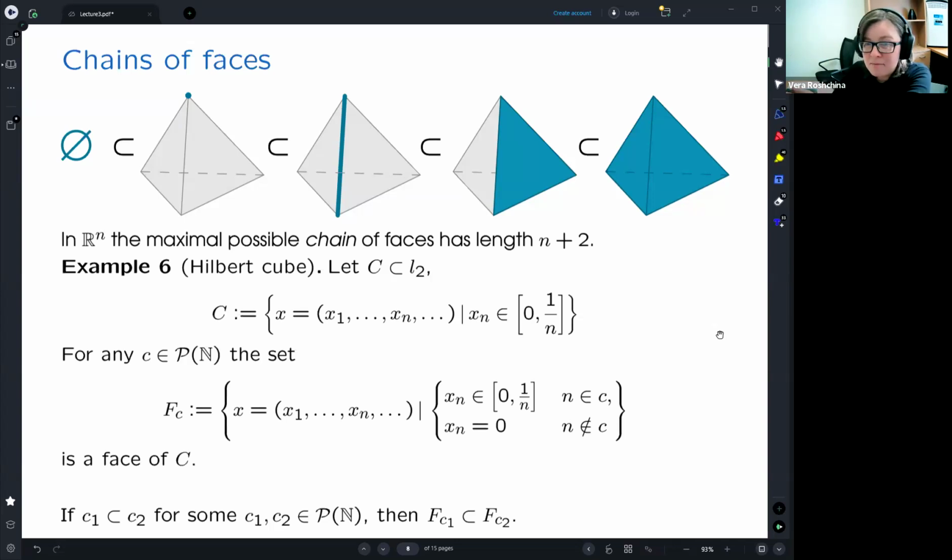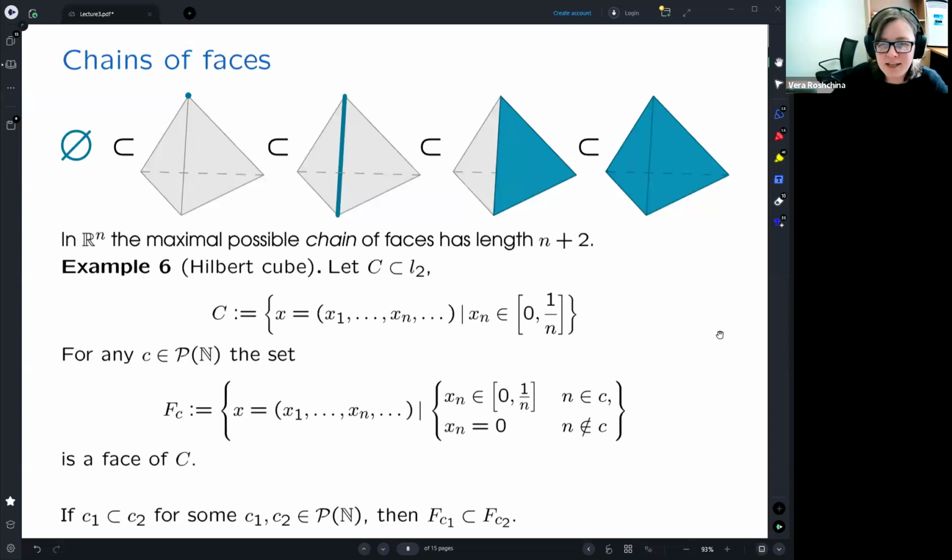Because in finite dimensions, chains of faces are finite. A chain is just, in this case, a sequence of inclusions. So I have a bunch of faces such that for every two faces in that collection, I can tell which face is the subface of the other. So that's a chain. I cannot pick two different vertices because they're not related. I can't say that one is the subset of the other, but in this picture, every one of them is a subset of the other.